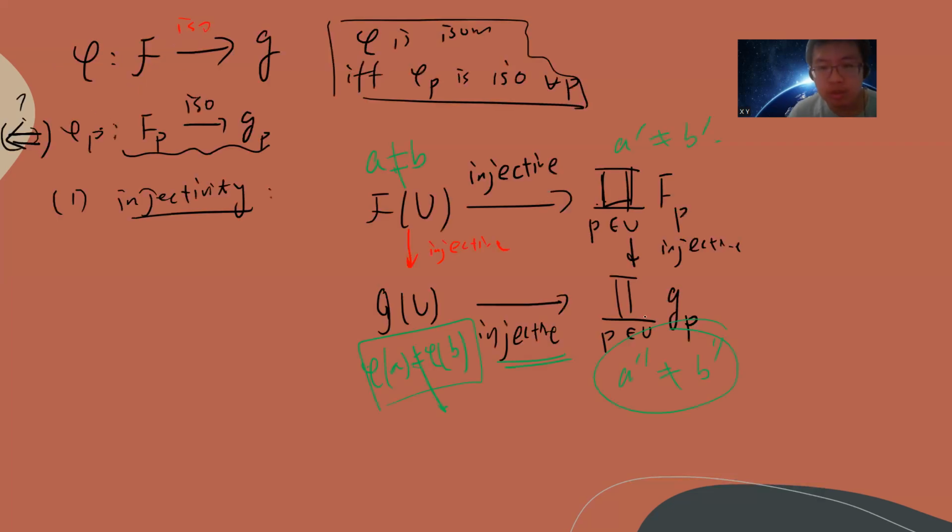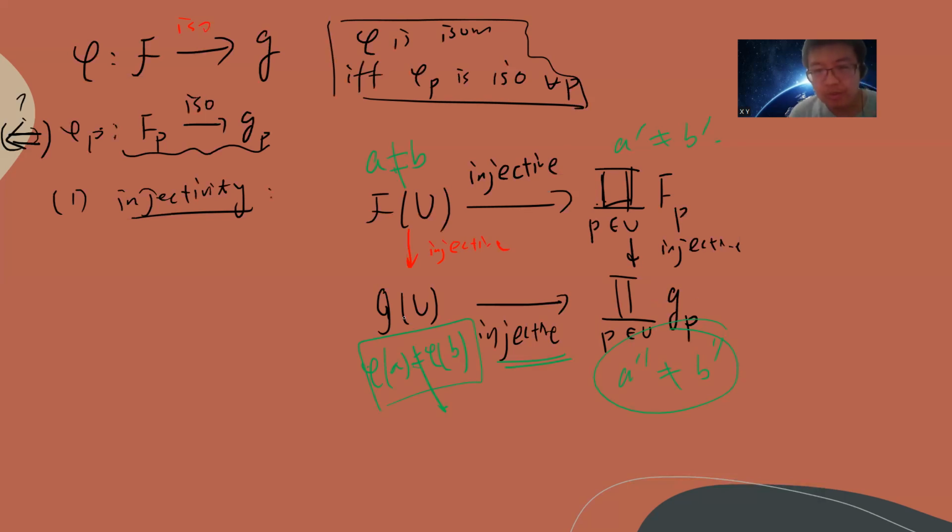Actually, the difficult part in this proof is surjectivity. Surjectivity is very difficult, I think. It's very hard to think how to come up with this. Okay, so let's go through this. Let's use this diagram.